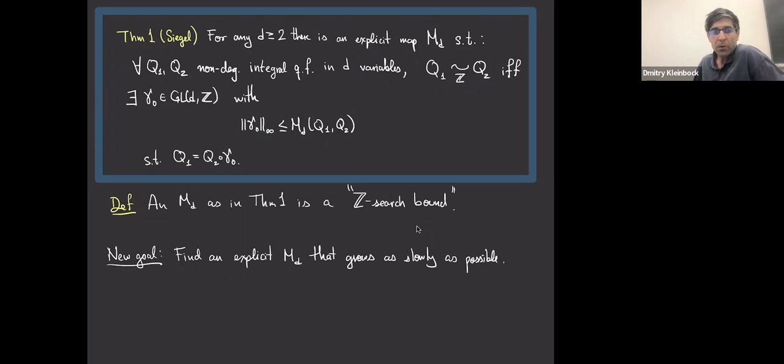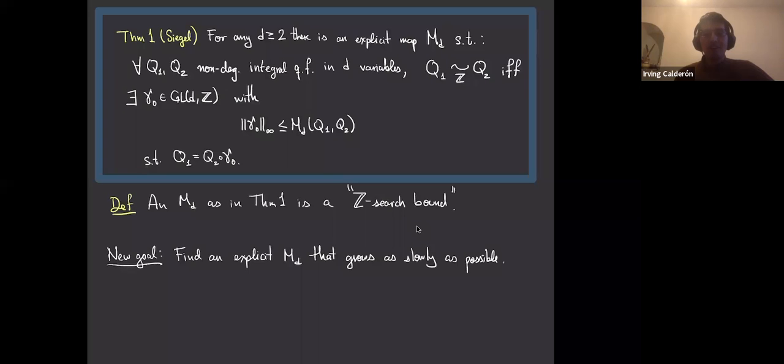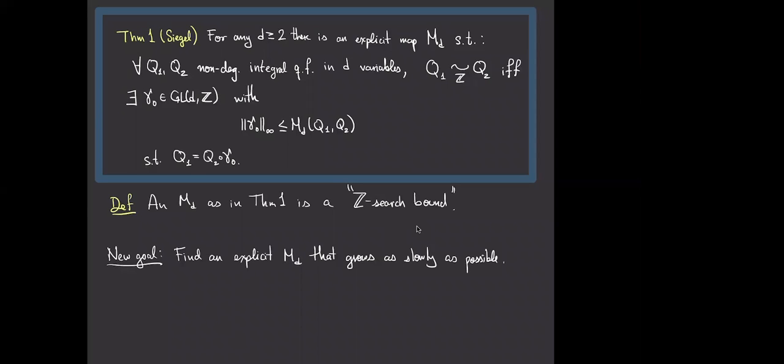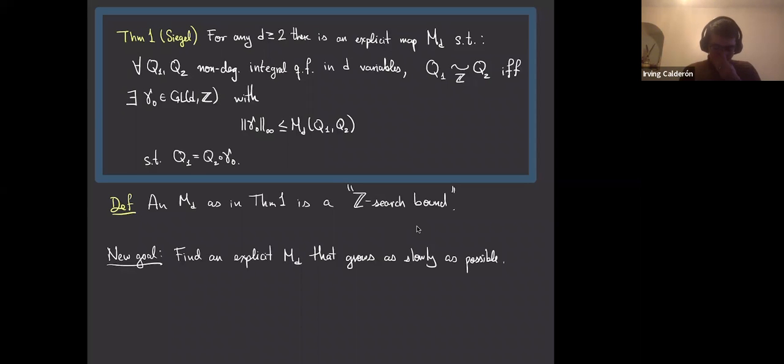But what does it mean by the growth? I will precise this in the next slide. Okay, so just let me say that the case of binary quadratic forms, there is a lot known in this case. It goes back to Lagrange and Gauss. So we will eliminate this case for now. We will focus on d greater or equal than 3 for the rest of the talk.